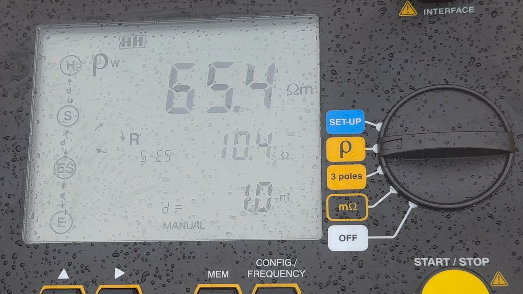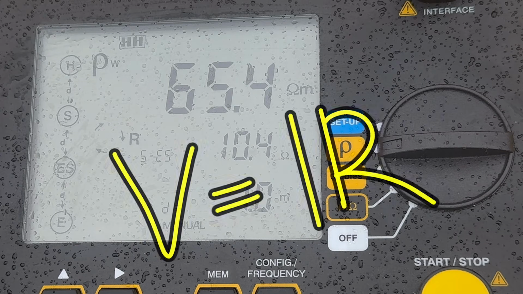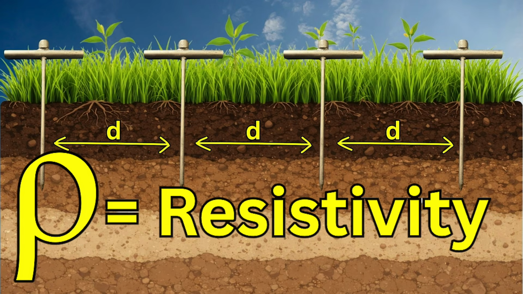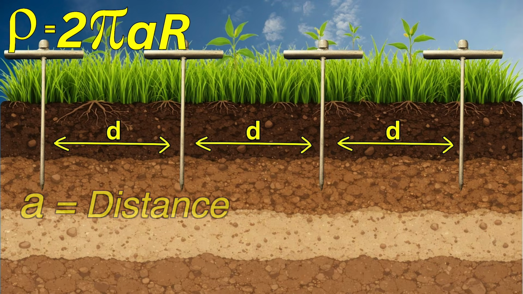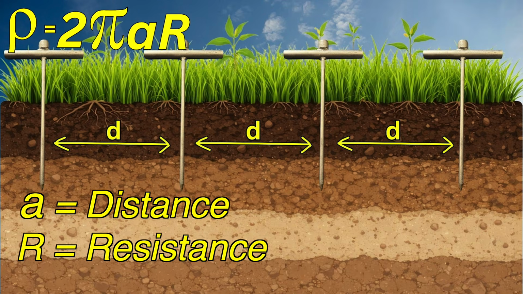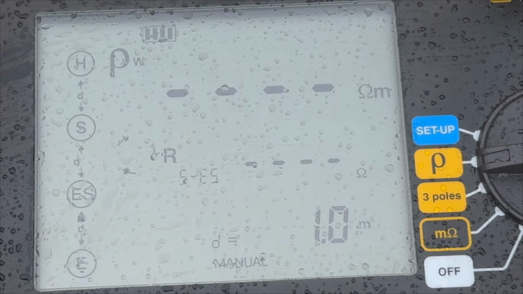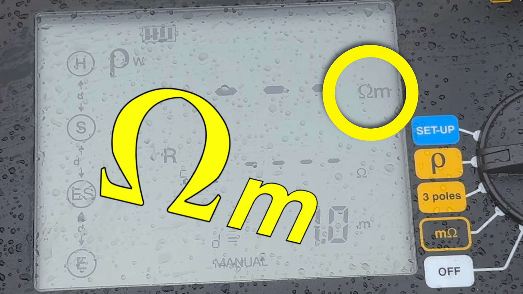From those 2 values, resistance can be calculated using Ohm's law, but resistivity requires one more step. Resistivity, which is represented by the Greek symbol ρ, is calculated by carrying out the following formula: 2π multiplied by A multiplied by R, where A is the distance the probes are apart from each other and R is the resistance that is measured between the potential probes. The unit of measurement for resistivity is ohm metres, so let's see what we get.